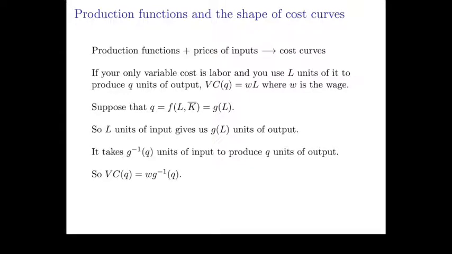So the variable cost to produce Q units is how much labor do I need to produce Q units, which is the inverse of G, times the wage rate for labor. So it's W times G inverse of Q. What we can do now is to derive the marginal cost and the average variable cost from this function G.